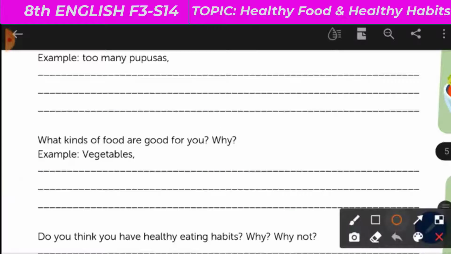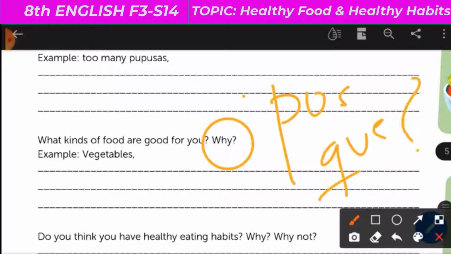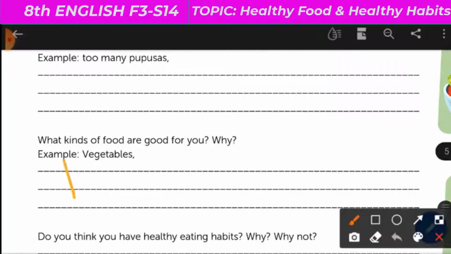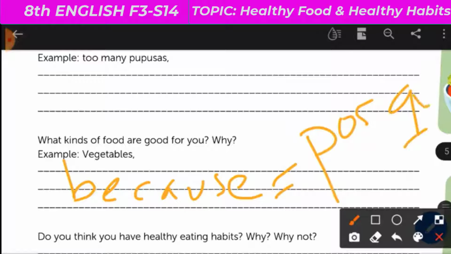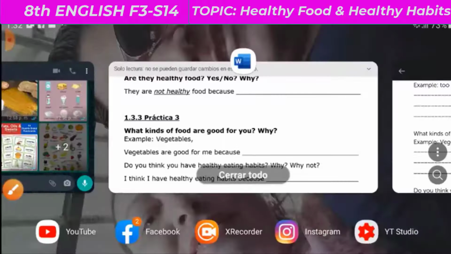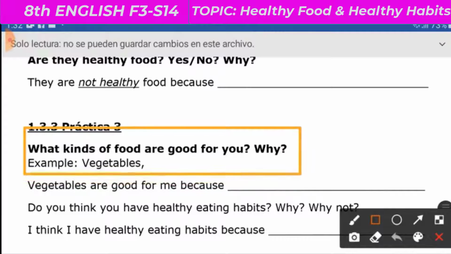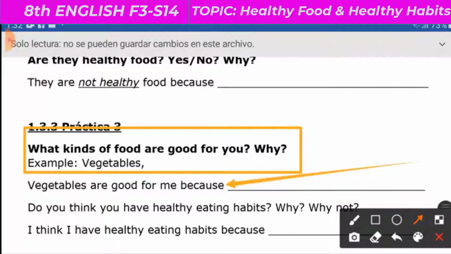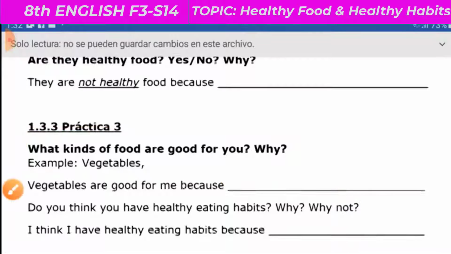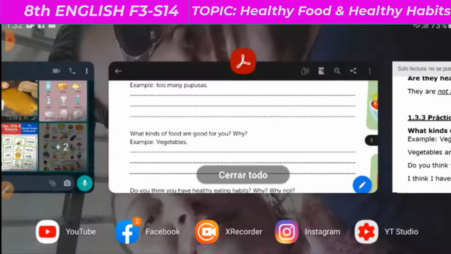Attention here. De nuevo encontramos the word why. Remember, why means, okay? This is why. Now, if you have to answer, you have to write because. En la respuesta escribimos because. Porque because means, okay, estamos dando una reason, dando una razón. Let's see some example. Here, what kinds of food are good for you and why? Example, vegetables. Here is the answer, la respuesta. Vegetables are good for me because, y ahí empezamos a escribir nuestra respuesta. Because they are healthy, because they have a lot of protein, because they provide carbohydrates, and see.